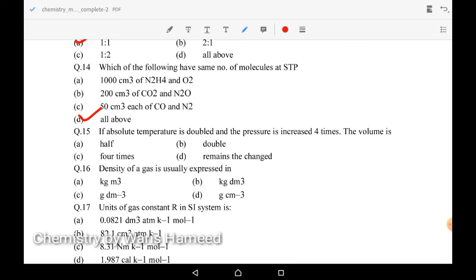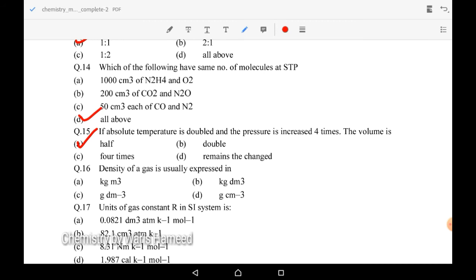If the absolute temperature is doubled and the pressure is increased 4 times, the volume of the gas will become half, because temperature has a direct relation with the volume and pressure has an inverse relation with the volume. When you double the temperature, the volume of gas will double, and when we increase the pressure 4 times, that volume becomes a quarter, so overall it becomes half.